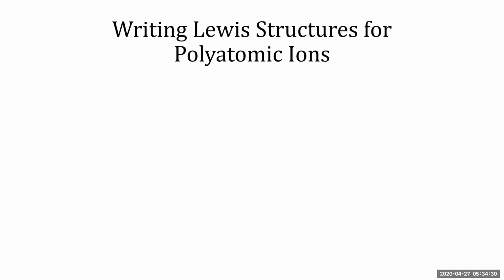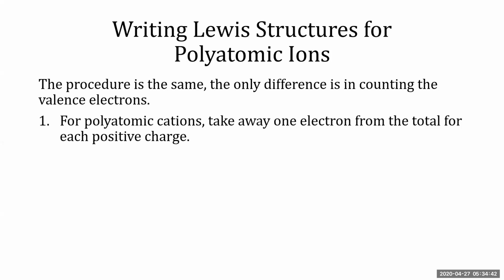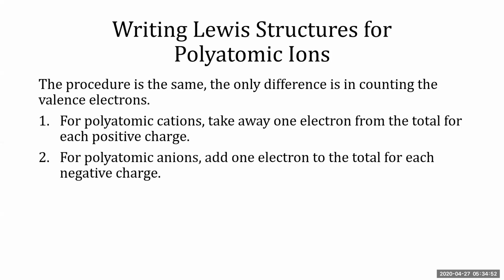Rules for writing Lewis structures for polyatomic ions. The procedure is the same, the only difference is in counting the valence electrons. For polyatomic cations, take away 1 electron from the total for each positive charge. For polyatomic anions, add 1 electron to the total for each negative charge.